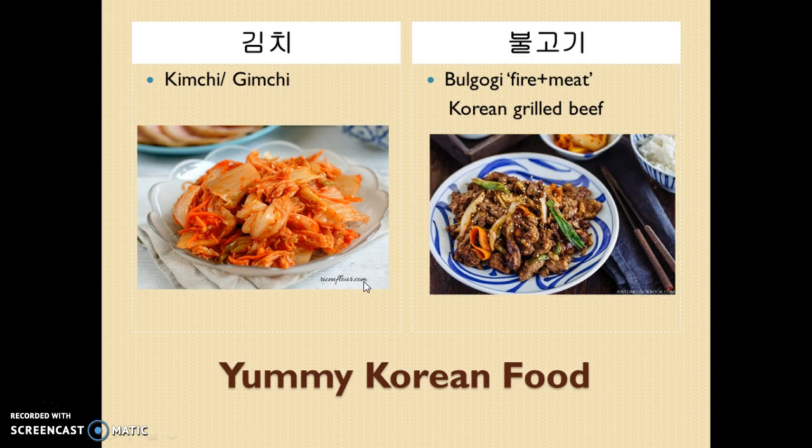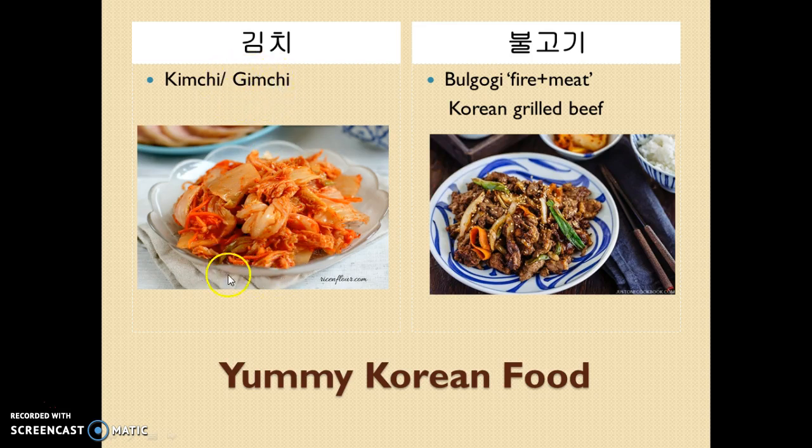Okay, so here we have some yummy Korean food. This is kimchi. Sometimes I hear Koreans say it like this, kimchi, kimchi. Strictly speaking, this is a G sound, but sometimes it's between G and K, and sometimes it depends on where the Korean is from. I usually say kimchi, but I've heard lots of people say kimchi.